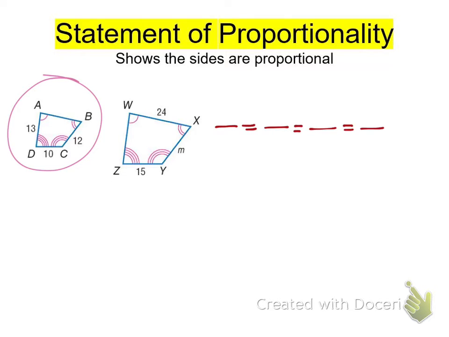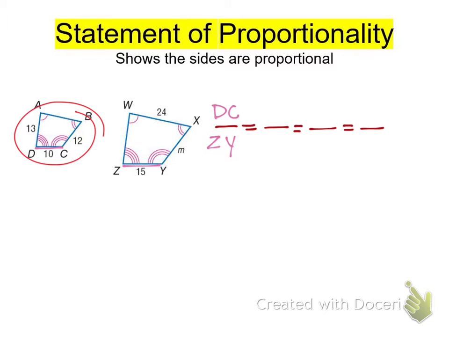Pick a side off of my first shape. DC, sounds good. So DC over, what side does DC correspond with? ZY. The ratio of DC over ZY is equal to the ratio, pick another side length off of the shape of DC. Pick another side. Which one? AB. AB corresponds with what side on the other shape? WX.